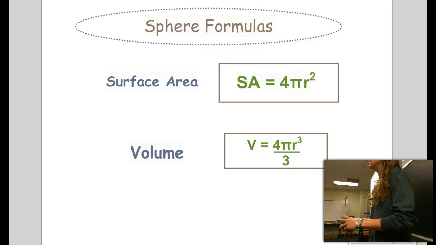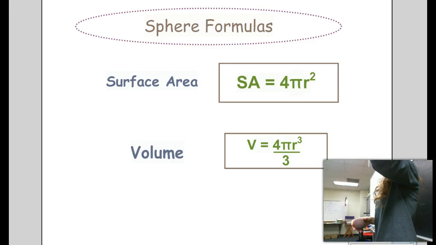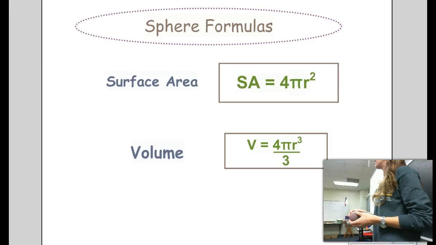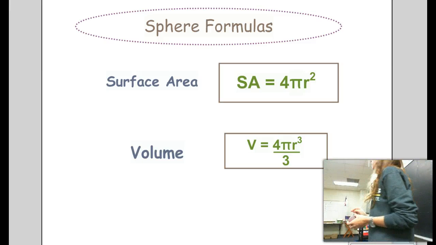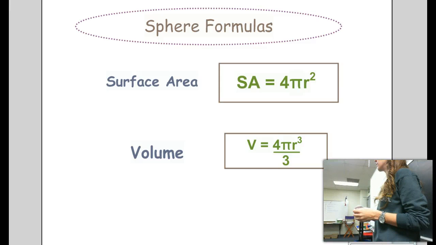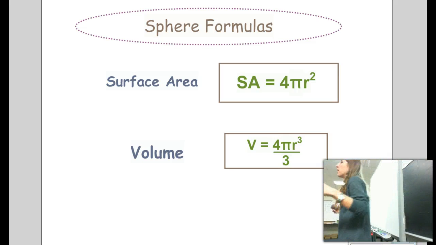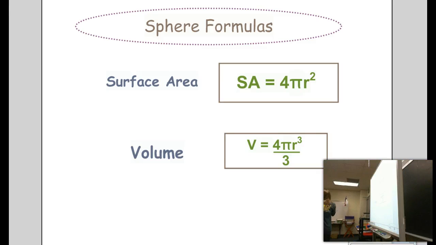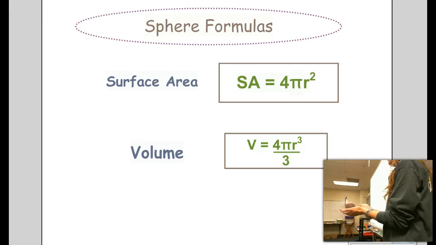Here are your formulas for a sphere. One reason why I love spheres is take a look at those formulas. How many variables do you see? One variable. All you have to know about a sphere is its radius. It doesn't have a height and a slant height and a base and a lateral surface area. It doesn't have any of that to complicate it. All it has is R. If you know R, you can find everything you want to know about a sphere. That's why they're so cool and simple. Simple sphere.